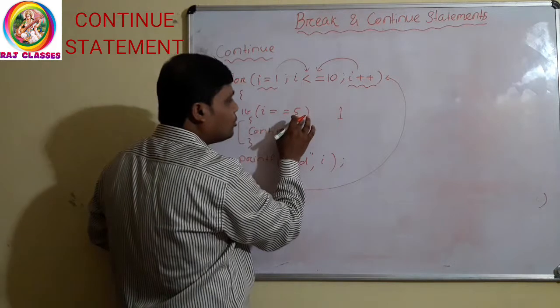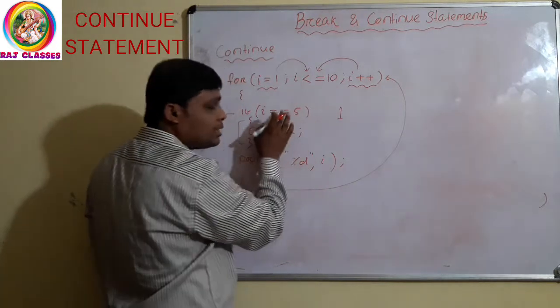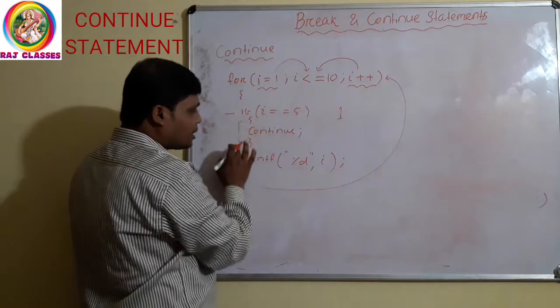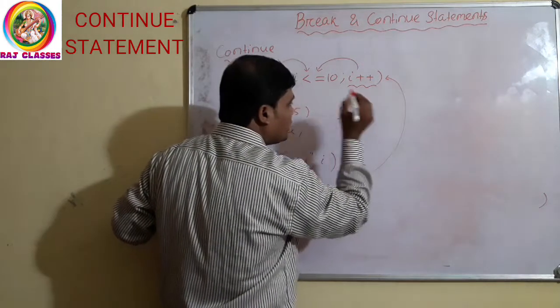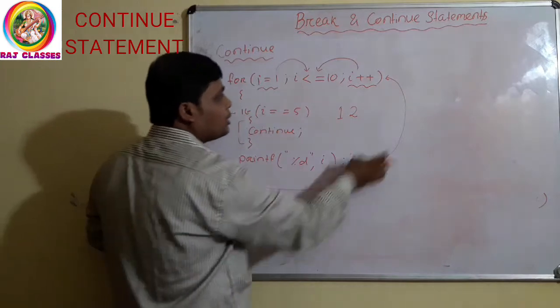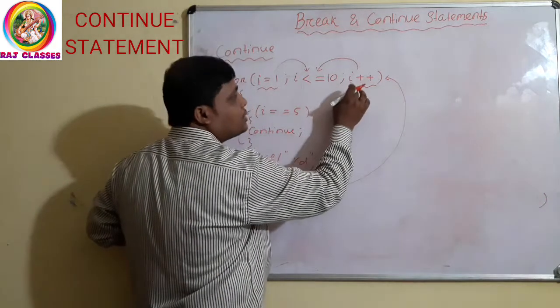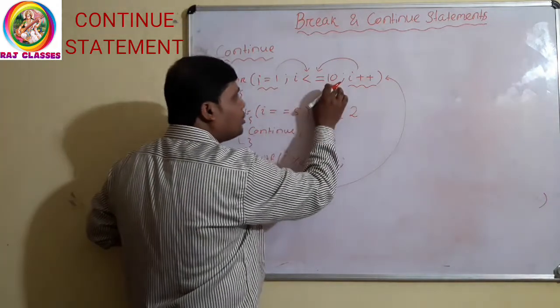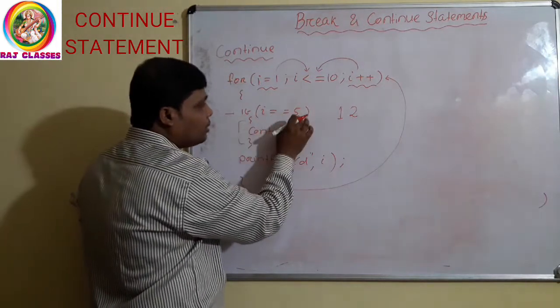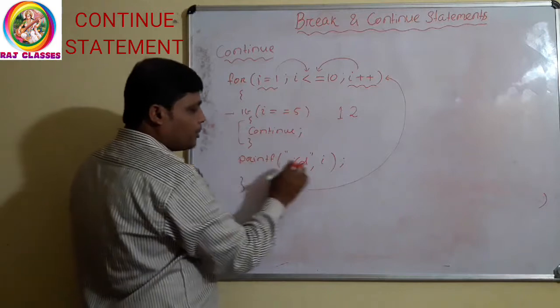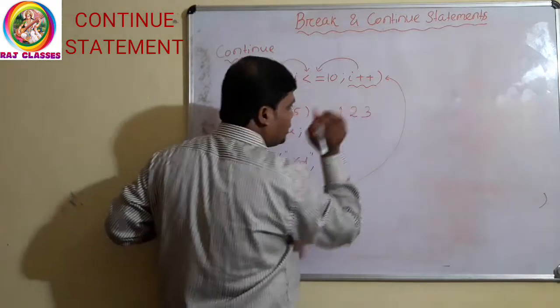It will execute this if part. If I equal to 5, 2 equal to 5, the condition is false. It will not execute this part. It will come to here. It will print the value of I, that is 2. Same way, I value will be incremented. This will be 3. 3 less than or equal to 10, condition true. It will come to here. This condition 3 equal to 5, condition false. It will print the I value, that is 3.